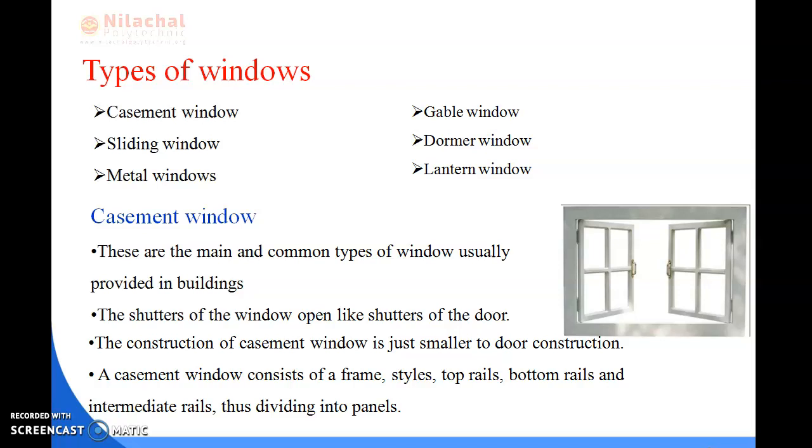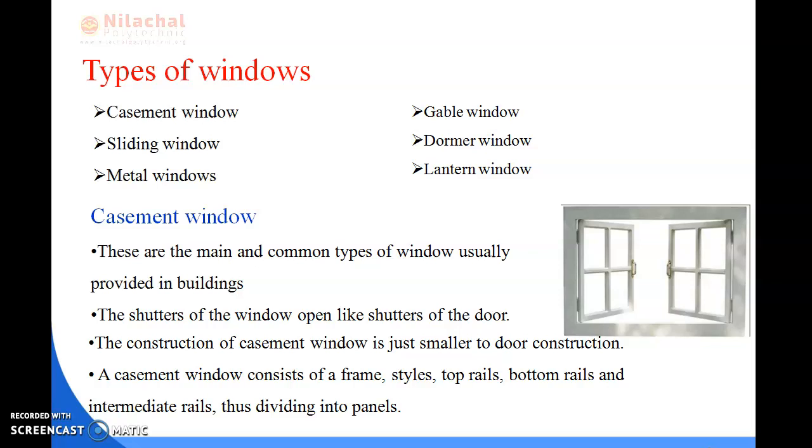In the previous slide, I have already discussed the types of windows. I discussed two types of window: first is the casement window and second is the sliding window. We'll give a brief on these.